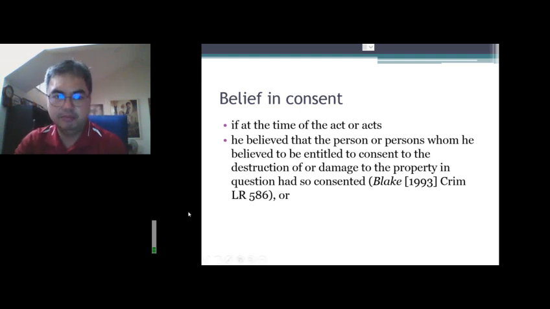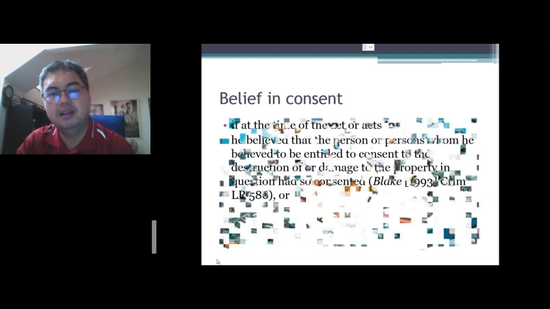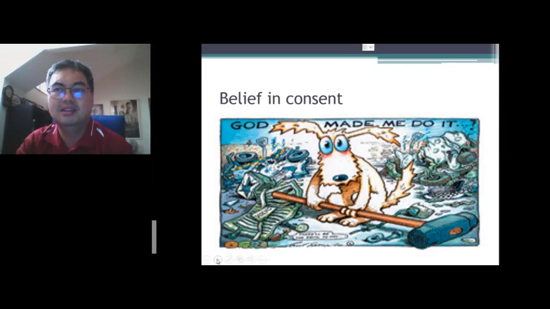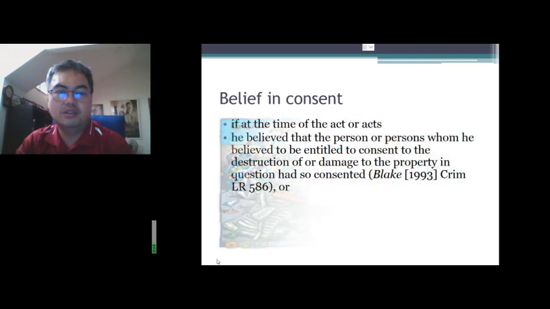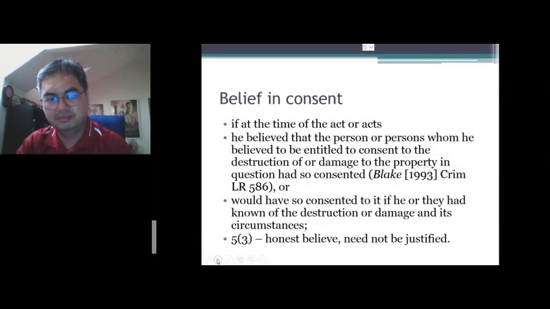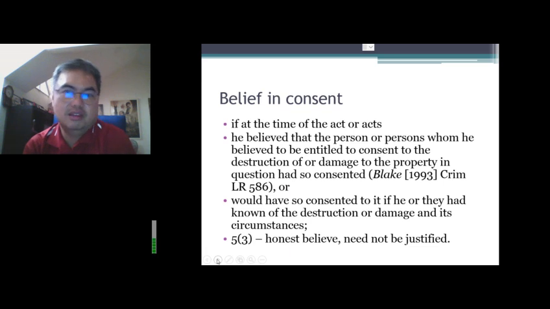Now this was raised in the case of Blake, where he actually wrote some Bible verses or quotations onto the wall, causing basically graffiti, right? And as a defense, he said that God told him to do it, and God owns everything, so therefore God consented to him doing it. Now his argument, of course, was not accepted. The court said that this was something that they were not in a position to decide on, whether God actually consented to it or not, right?